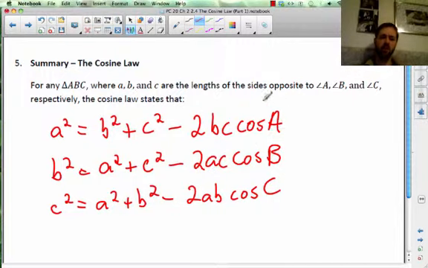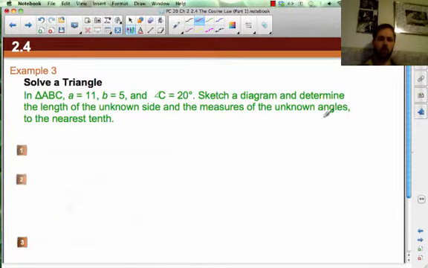And of course, any one of these can be solved for the angle. So just isolate cos of the angle, and then when you get to the very end, take the inverse cos to isolate the angle itself and end up with an angle in degrees. So let's get a little practice here. In triangle ABC, a equals 11, b equals 5, and angle C equals 20 degrees. Sketch a diagram and determine the length of the unknown side and the measures of all the unknown angles to the nearest tenth. So let's sketch a quick diagram here.